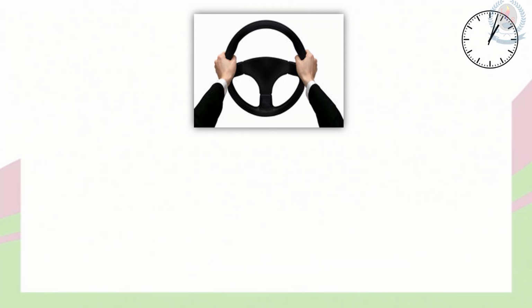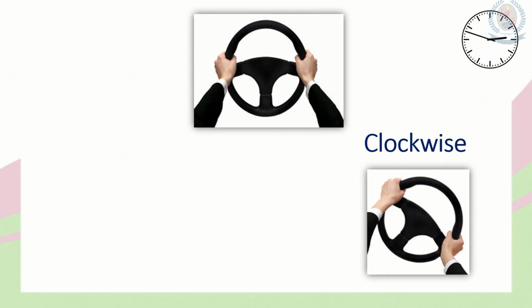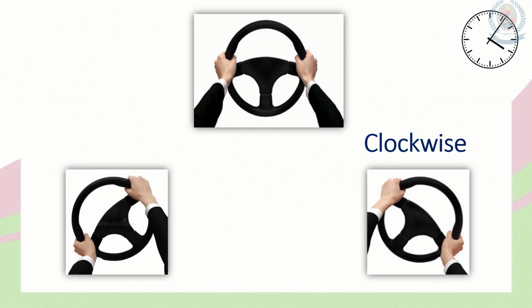When we want to turn a car right, we turn the steering wheel of the car in the clockwise direction. When we want to turn the car left, we turn the steering wheel to the left side. We call it anticlockwise direction. Clockwise direction and anticlockwise direction.